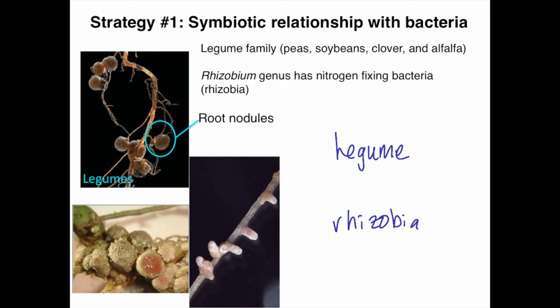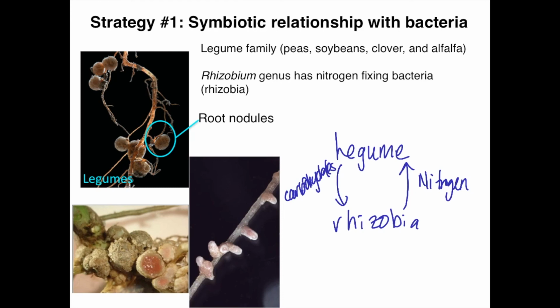And since it's a symbiotic relationship, we do have some benefits that go to both groups. Rhizobia is going to provide nitrogen to the legumes, so a nutrient source, a very important essential element for the legumes. And then in return, the legumes are going to give some sort of carbohydrates.